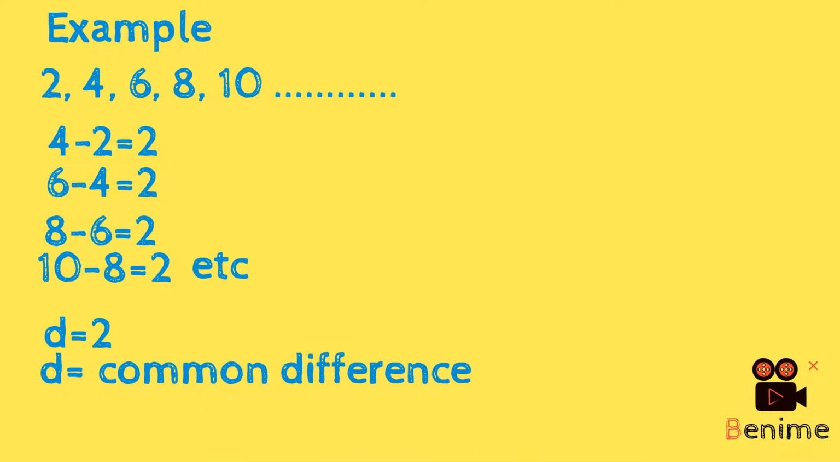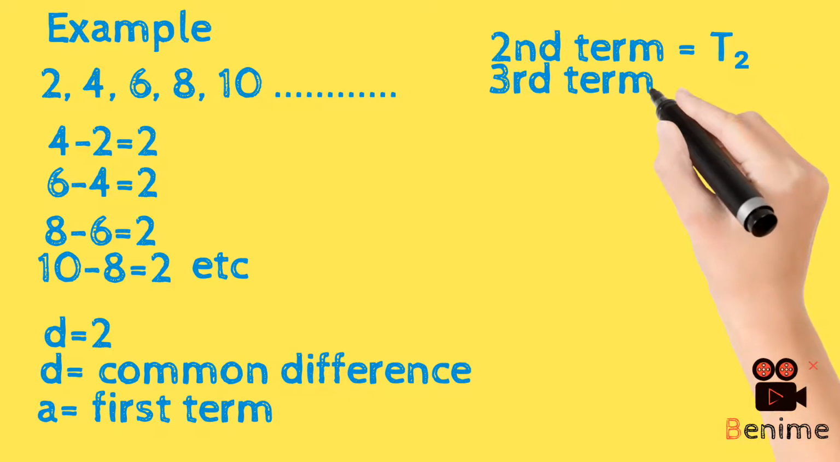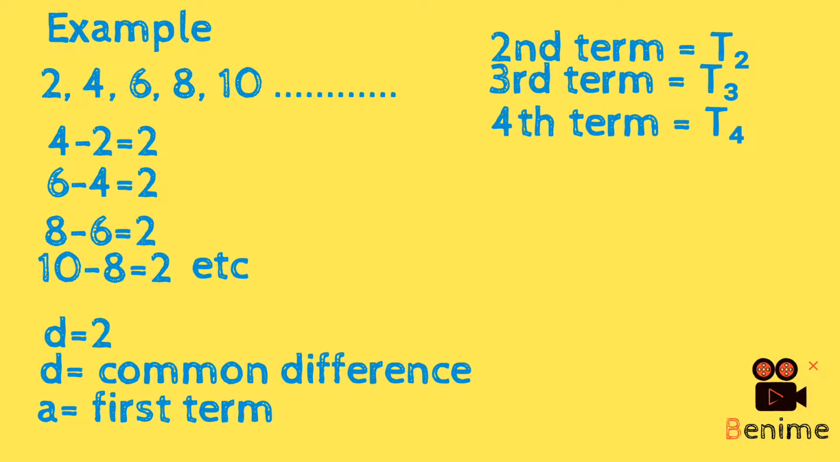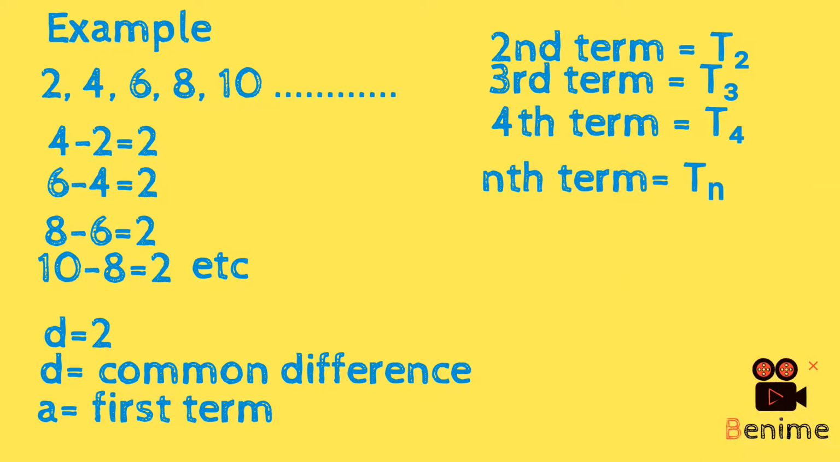Now the first term of the series or the sequence is usually represented with the letter A. So the first term is A, the common difference is D. The second term is represented by T2, the third term by T3, the fourth term by T4, and so on. In general, the nth term is represented by Tn. So the 21st term is represented by T21.